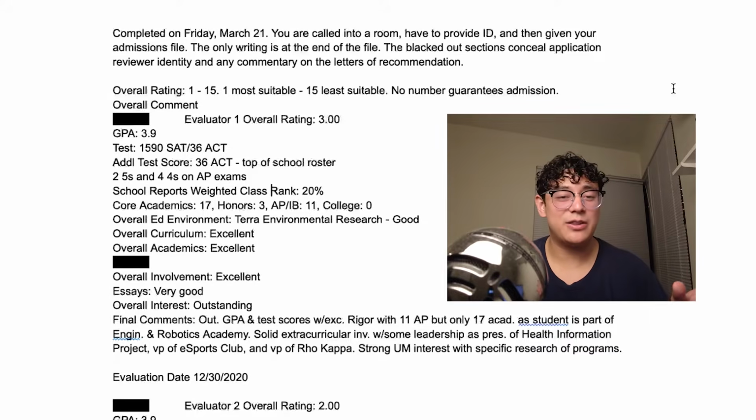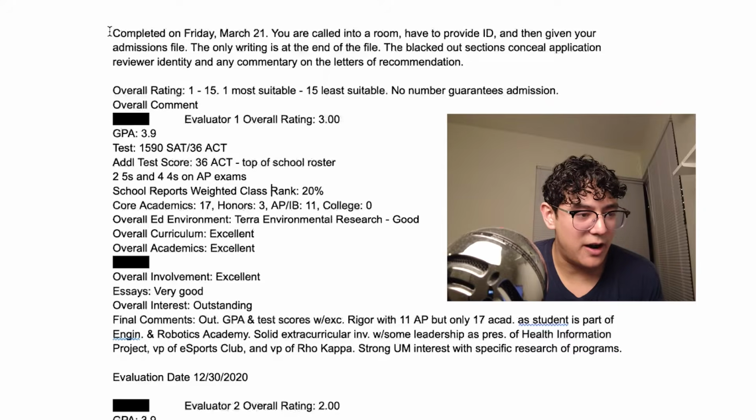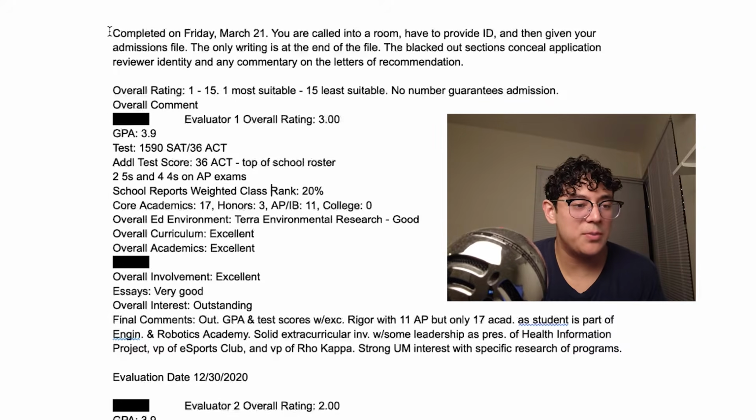So this is everything that the reviewers put on my application. This is some information. So I completed it on Friday, March 21st. You are called into a room. You have to provide your UMID, and then you're given your admissions file. The only writing is at the end of the file. The blacked out sections conceal application reviewer identity and any commentary on the letters of recommendation. So that's a big thing. You cannot see the letters of recommendation that your recommenders submitted for you.